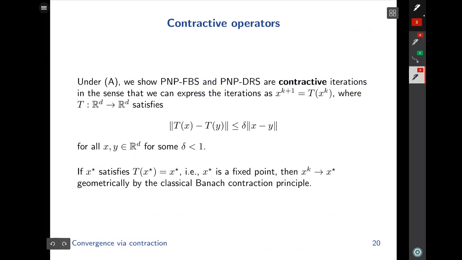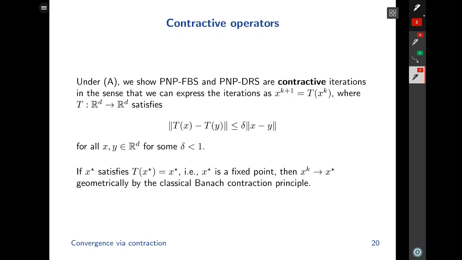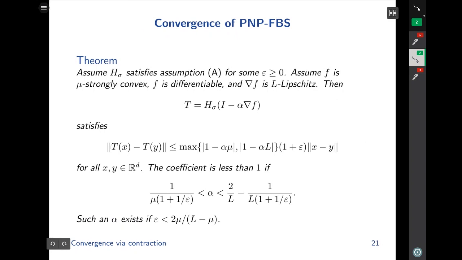Under this assumption, we show that plug-and-play forward-backward splitting and plug-and-play Douglas-Rachford splitting are contractive iterations, in the sense that if we express the iterations as a repeated application of the operator T, then the operator T satisfies this contractive inequality with delta strictly less than 1. If X star is a fixed point, then the classical Banach contraction principle tells us that the iterates converge geometrically to the fixed point. We now formally state our convergence results.